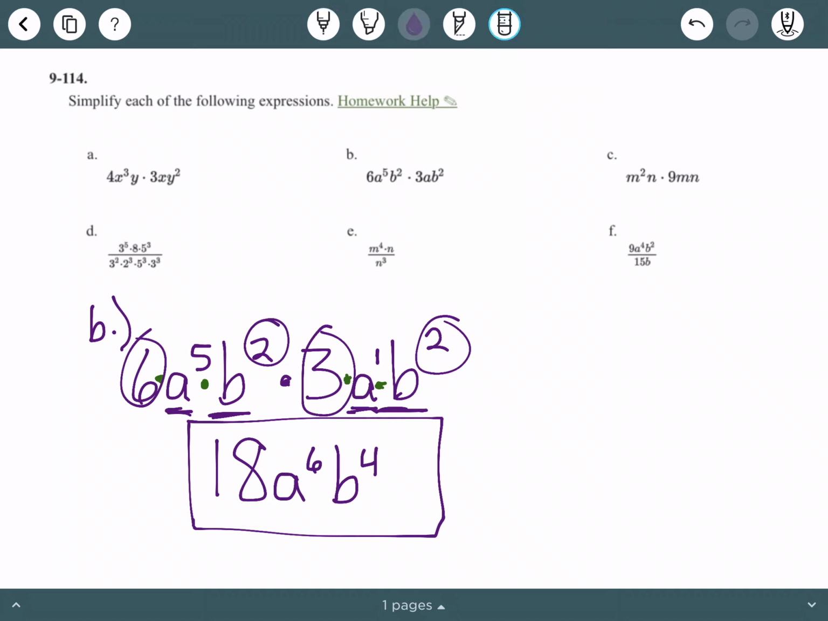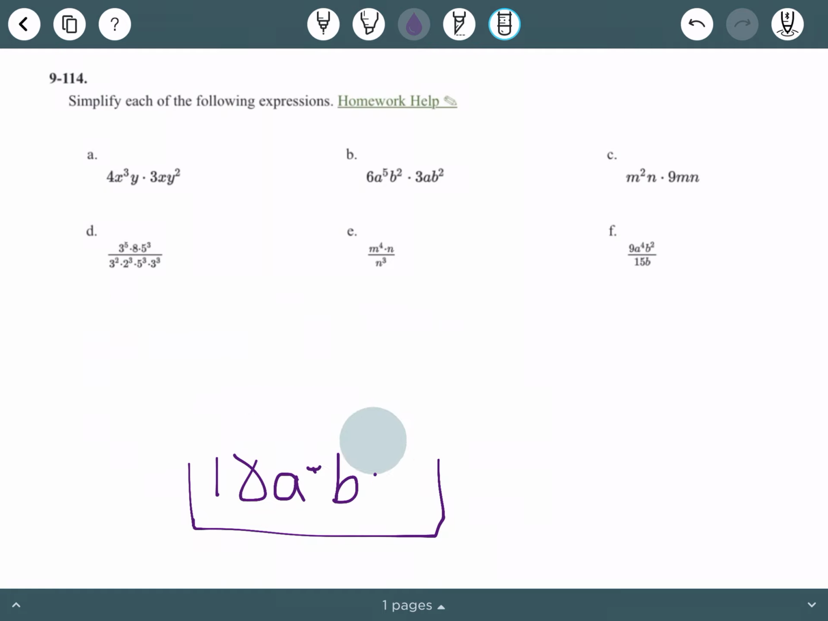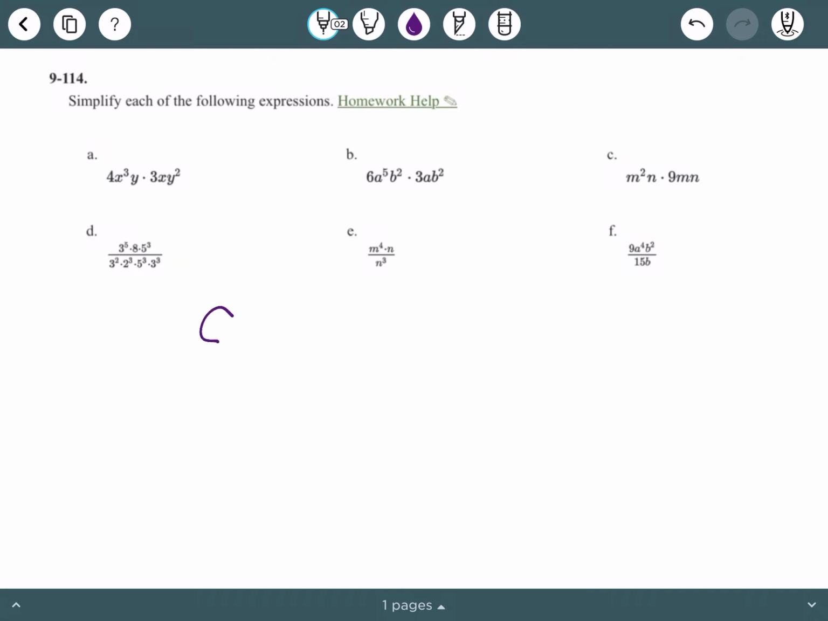Now let's go ahead and move on to C once you make sure you have all of that written down. And part C, it looks like we have m to the second n times 9mn. All right, so just keep in mind we're multiplying straight through on this one.